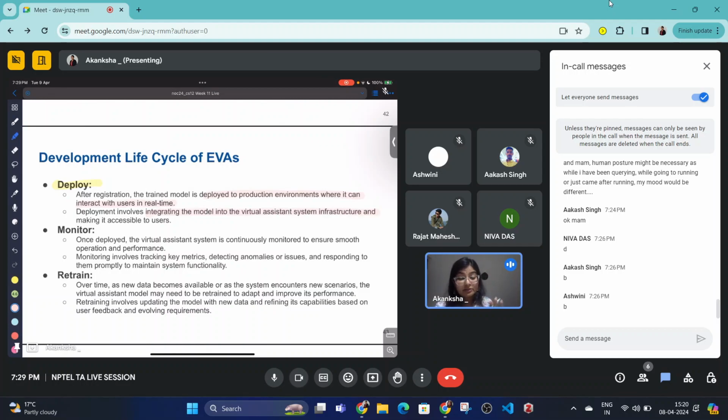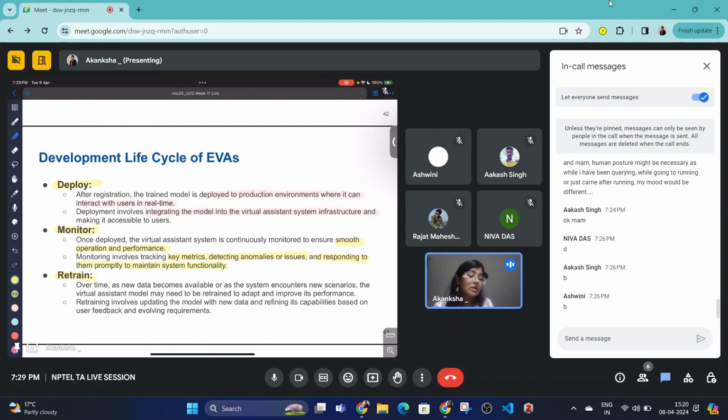Suppose you have designed the software, but now you want to sell it as a product. Now you are incorporating that inside a hardware speaker, then you are selling it. This is deployment. Then comes the monitoring part. So monitoring means to keep track of what kind of difficulties the users are facing, what kind of difficulties we are facing to make this available. And then there come performance metrics like KPIs, detecting anomalies or issues, resolving and responding to them promptly to maintain system functionality. So smooth operation we want to ensure.